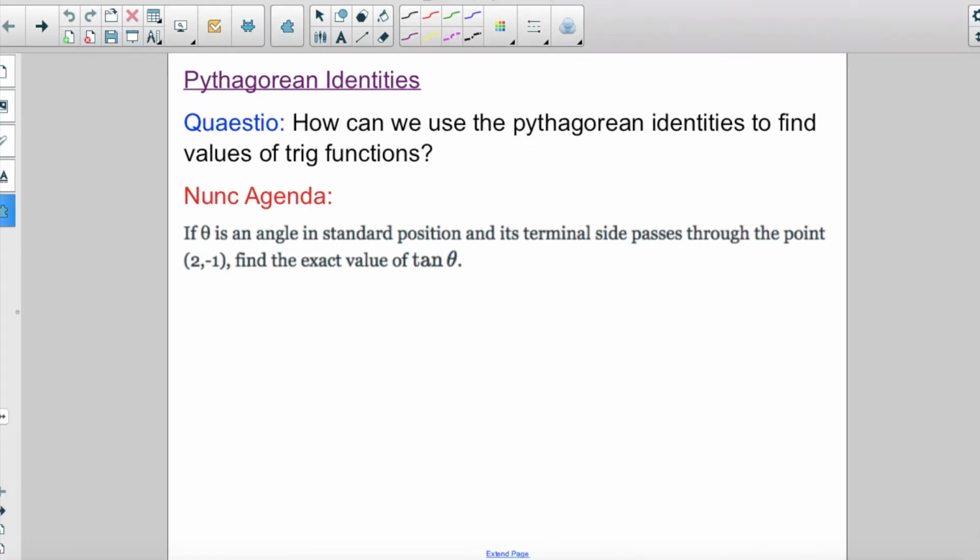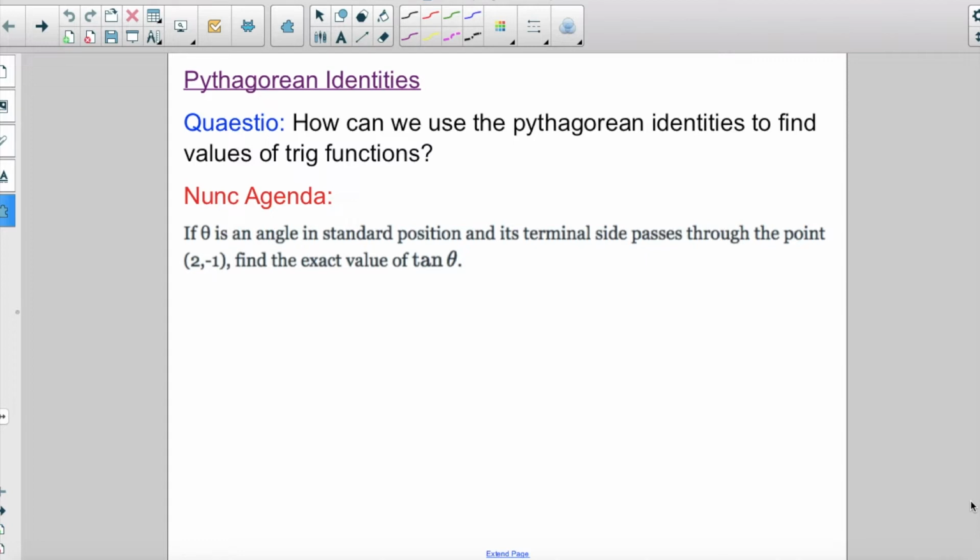Hello, everybody. We are on the 6th lesson of our trig unit, which is our last lesson of our trig unit, and it's going to be about the Pythagorean identity. But first, let's look at this do now.